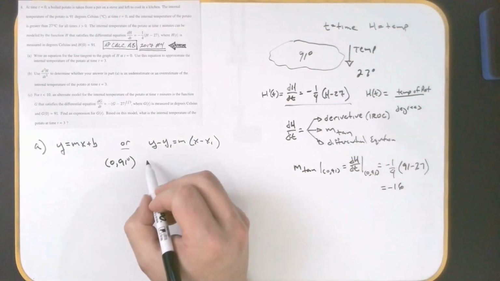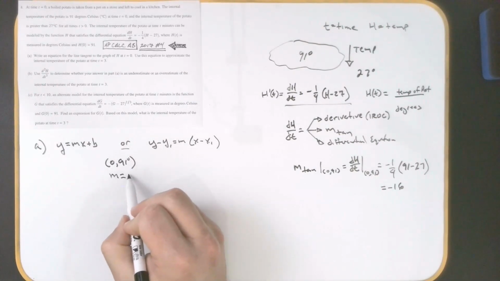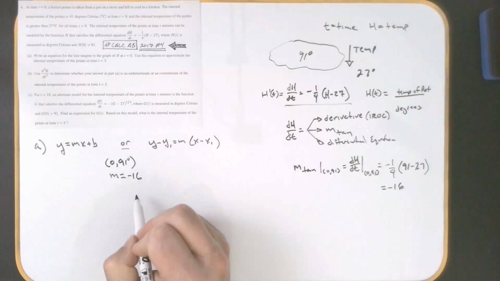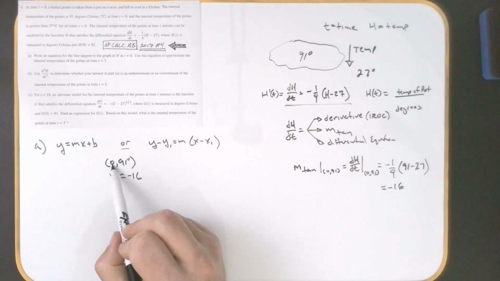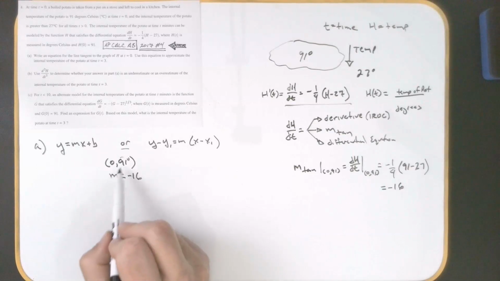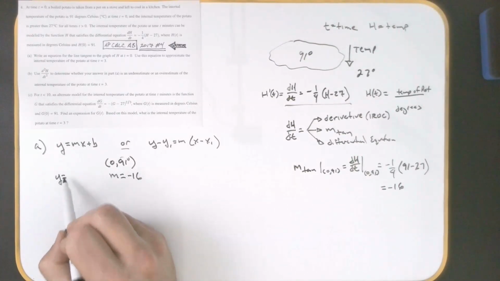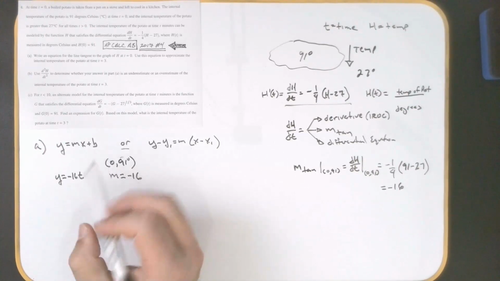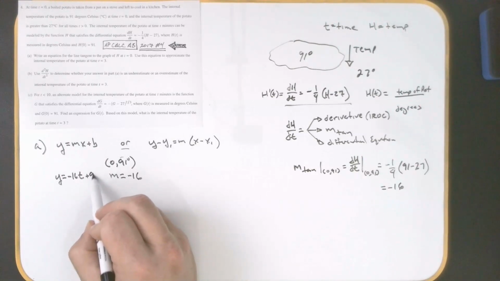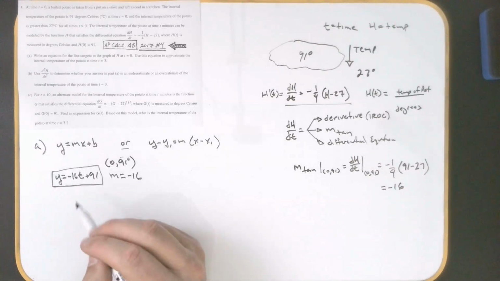Okay, so now we can come over here and say, I have a coordinate (0, 91). My slope is equal to negative 16. And hopefully you notice that since your x value is 0, this is actually your y-intercept as well. So slope-intercept might be a little easier way to go because we already have our y-intercept right here. So y is equal to my slope, negative 16, and make sure you put in t, not x, and then plus 91.